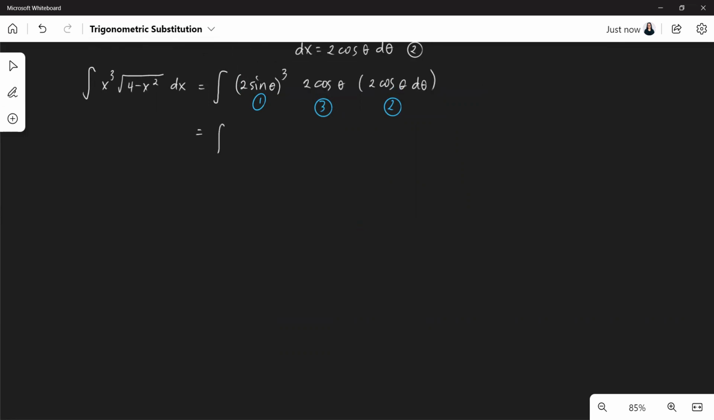Okay, so this is 2 cubed or 8, and then sine cubed theta times 2 cosine theta times 2 cosine theta d theta. So we put the constant outside, then focus on the trigonometric function. So 8 times 2 times 2, that's 32. Okay, and then we have sine cubed and cosine squared theta d theta.